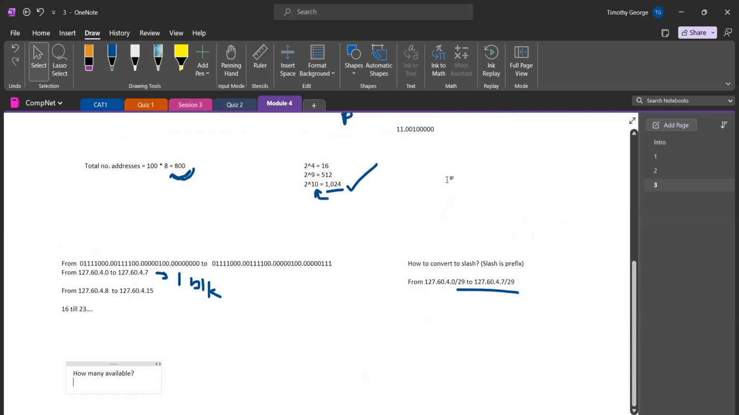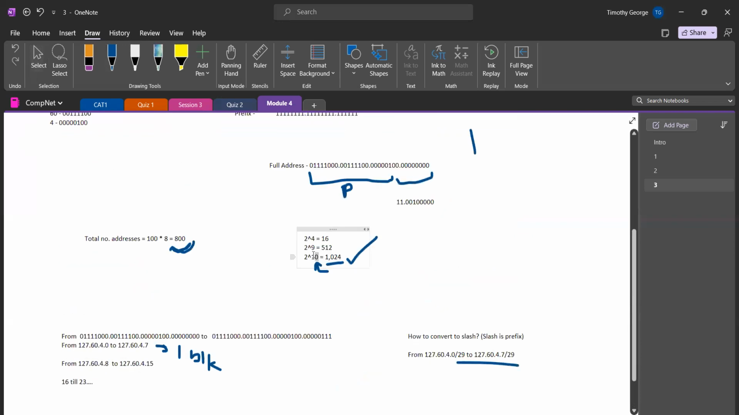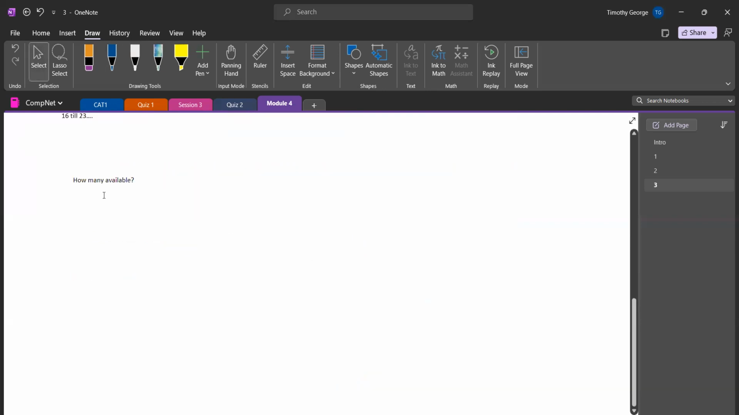How many bits are we given? 10 bits. And with that, how many addresses could we represent? 1024. So the total we had, wait, the total available was 1024. How many are we using?